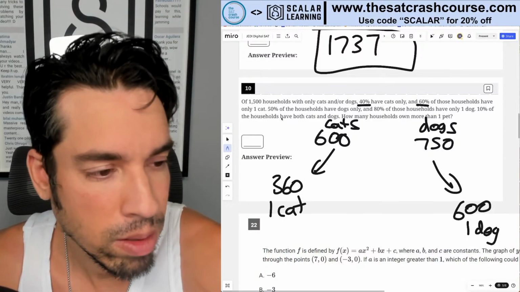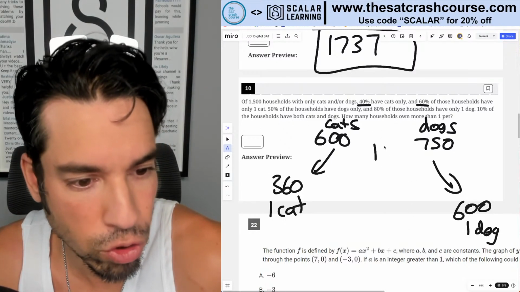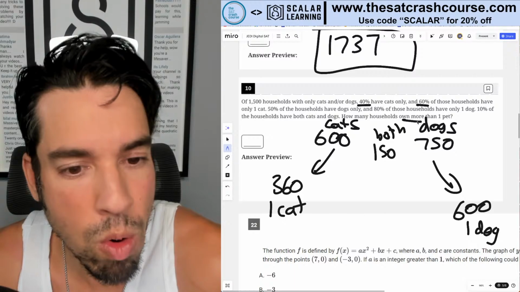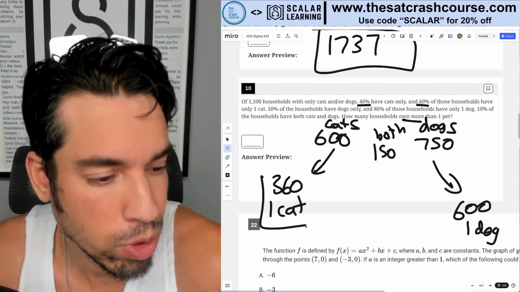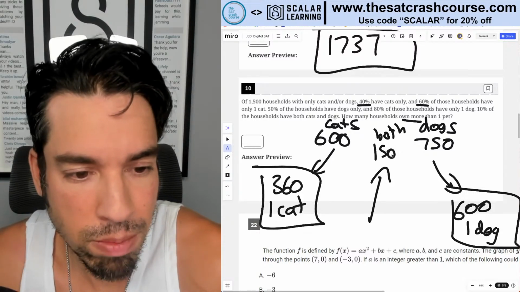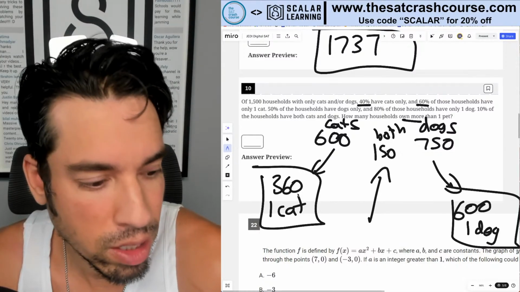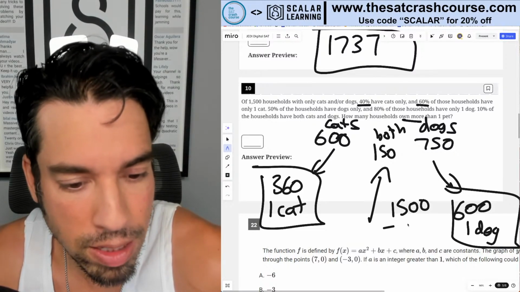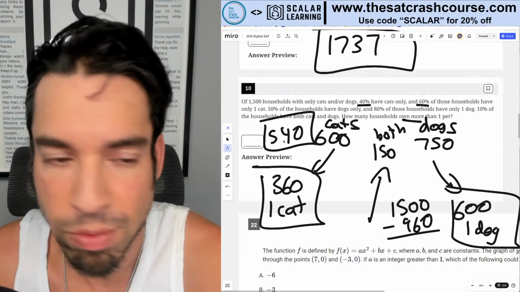Then it says, okay, 10% of the households have both cats and dogs. So obviously we got the 10% in the middle, which is 150 with both. How many households own more than one pet? All we're doing is excluding these guys. Even this, I put it down, but it doesn't matter because if you own both, you're assumed to own more than one. So basically, it's everything other than the 360 and the 600 out of that 1,500. So it's 1,500 minus 960, which gives us 540. And that would be my answer for this one.